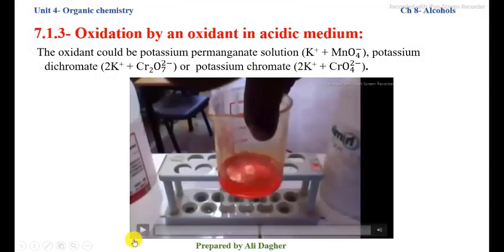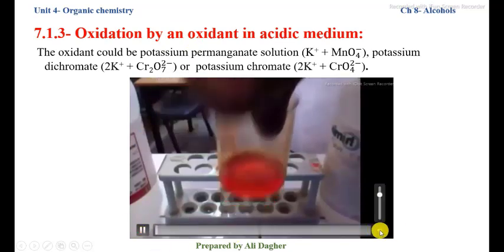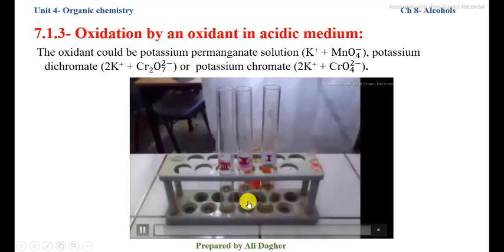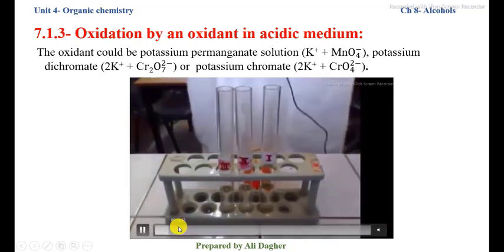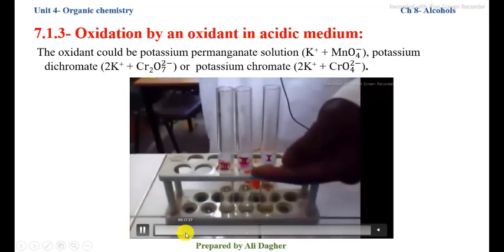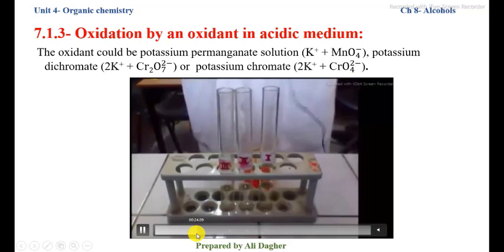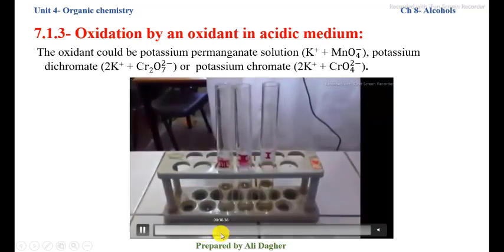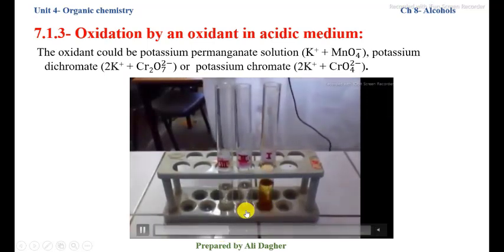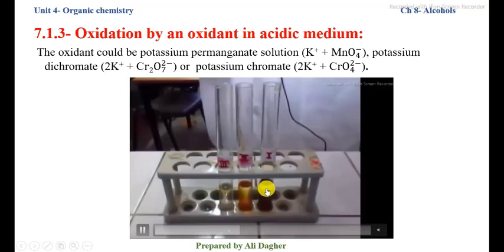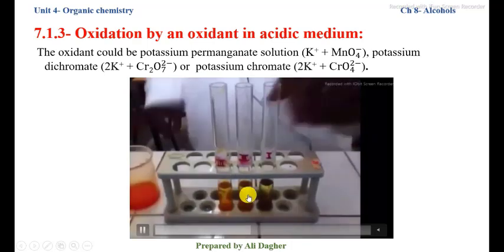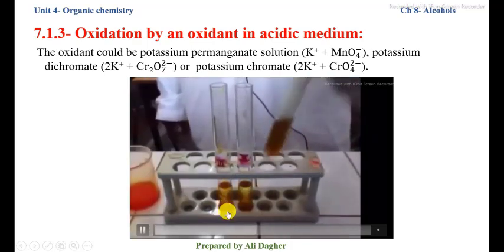Now, this video shows the oxidation with potassium dichromate of orange color. We have primary alcohol, secondary alcohol, and tertiary alcohol in each test tube. We add in each test tube a few milliliters of the potassium dichromate solution, orange, and you observe a change in color from orange to green in tube 1 containing primary alcohol and in tube 2 containing secondary alcohol. But in tube 3 containing tertiary alcohol, no change in color.